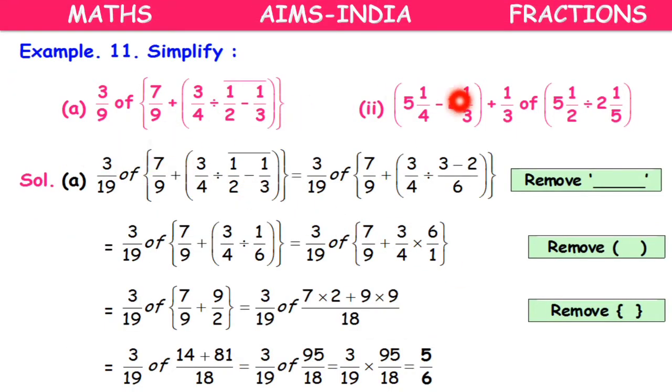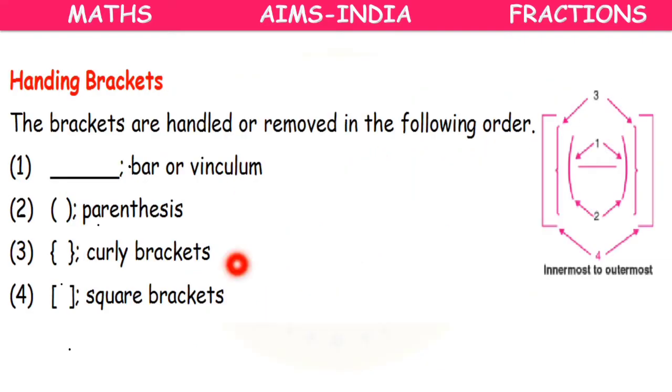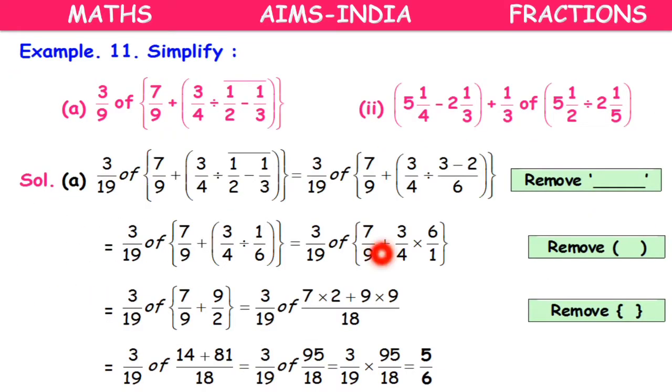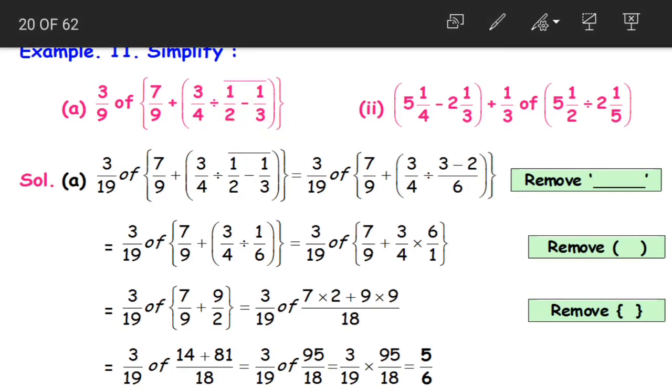Now let us simplify these two based on these brackets only. Okay, based on handling brackets. First, 3 by 9 of 7 by 9 plus brackets open 3 by 4 divided by bar 1 by 2 minus 1 by 3. See, what did we learn? First comes the bar. First we need to solve the bar.